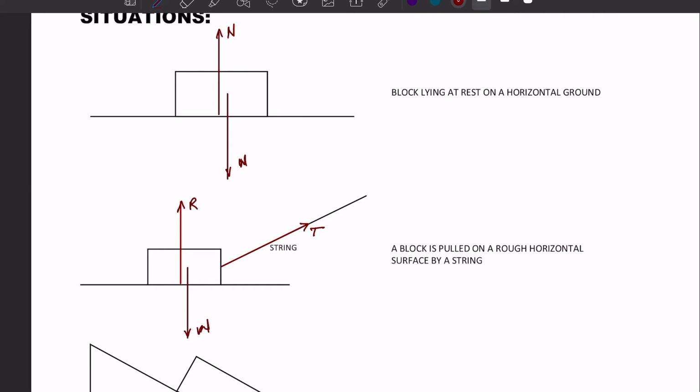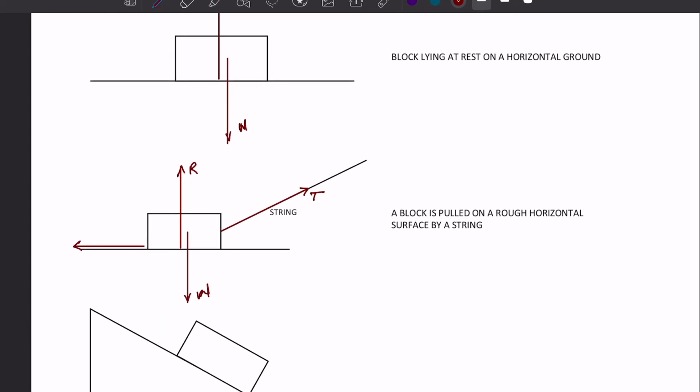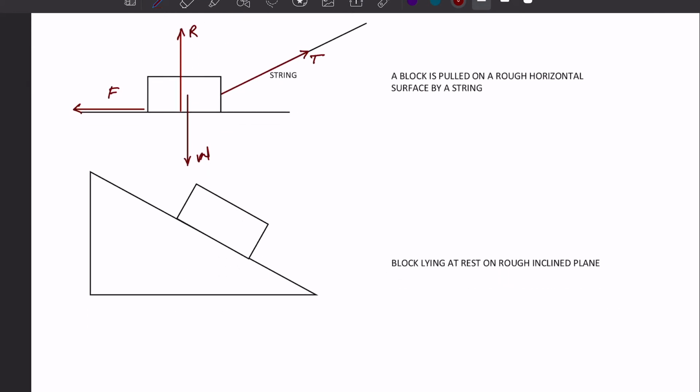Now, if it was mentioned that this is a smooth horizontal surface, there must not be any frictional force. But since it is a rough surface, the frictional force must act opposite to the direction in which we are trying to pull it. It does not matter even if it is sliding or it is tending to slide, the frictional force must act in the opposite direction.